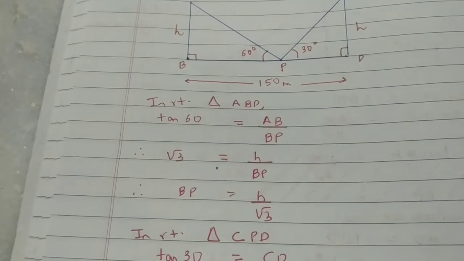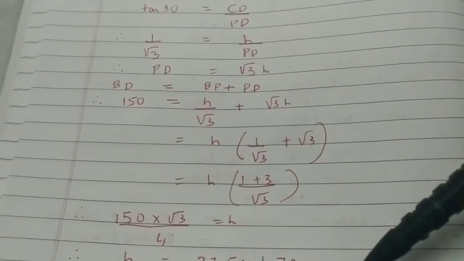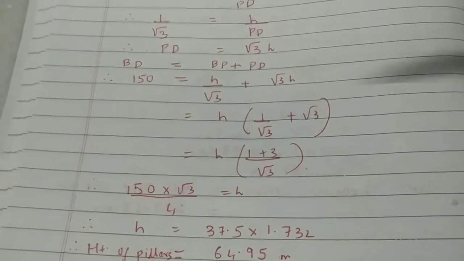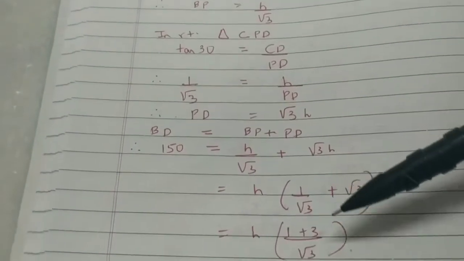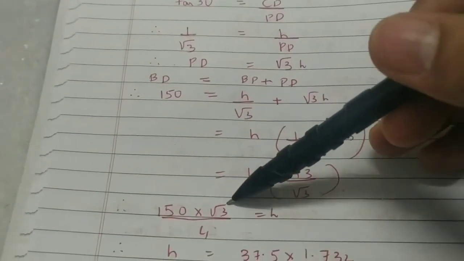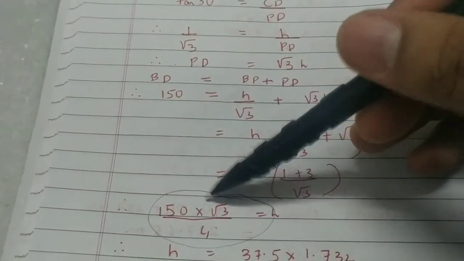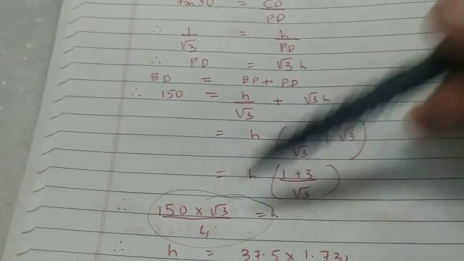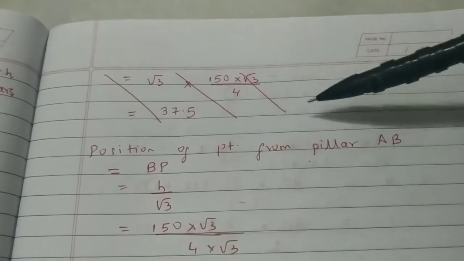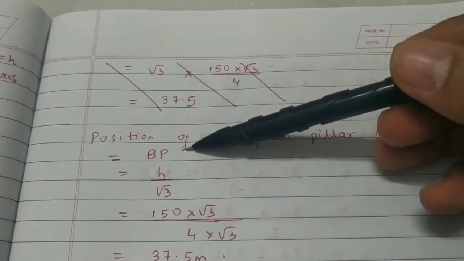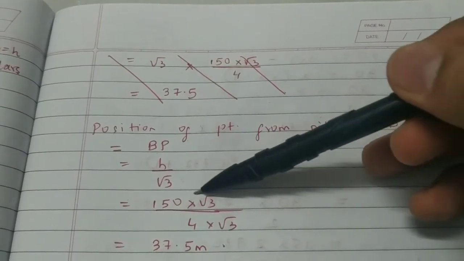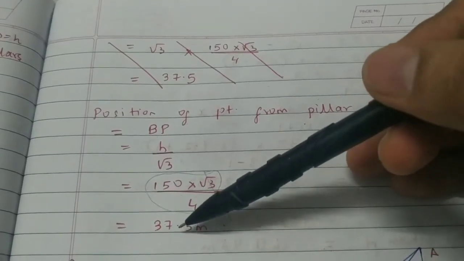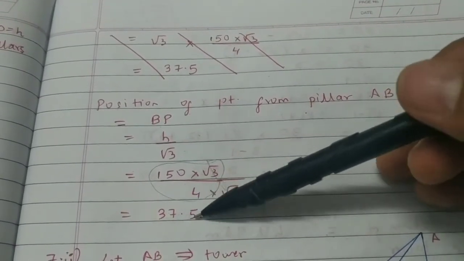And H value, don't take the H value in decimals. That will be difficult to solve. Although you can try that, no problem. I'm going to use some other value for H. How about this one? The root 3, I guess, will get cancelled. So position of point from pillar AB is BP, which is H upon root 3, and H value I have substituted here. Root 3 gets cancelled, so I'm saved from all the trouble of calculation and I get the answer as 37.5 meters.